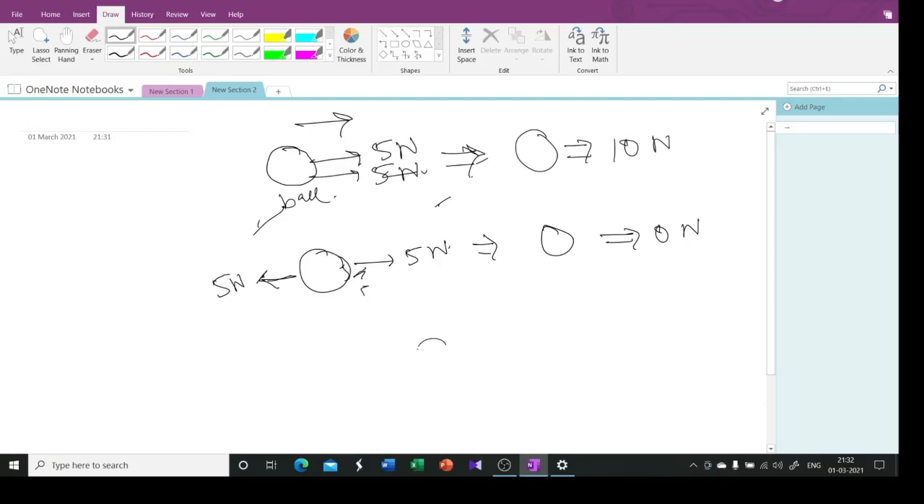Now suppose let's take this. We apply 5 Newton here, and the second force we apply at right angles to this. We apply it at right angles to this. So tell me, what do you think is going to happen to the ball? Let's give it a thought. All right, what's going to happen to the ball?